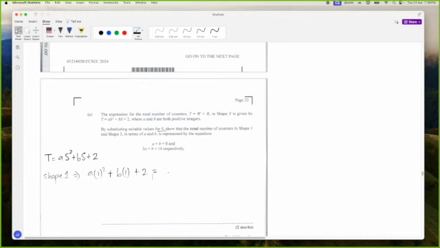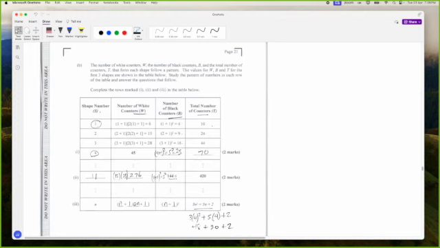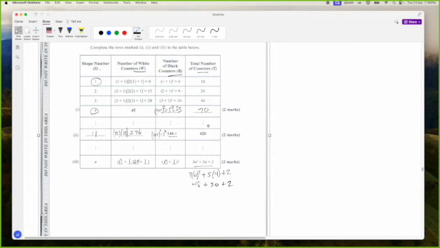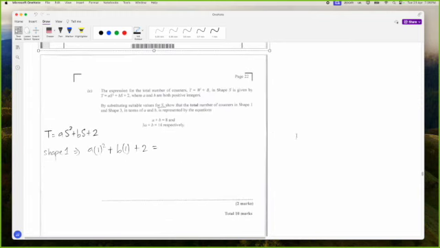So T, what is T? T is 10. There we go. I knew something was missing. So T is 10, right? So therefore, A plus B plus 2 is 10, and therefore A plus B will be equal to 8, right? So that is the first one.